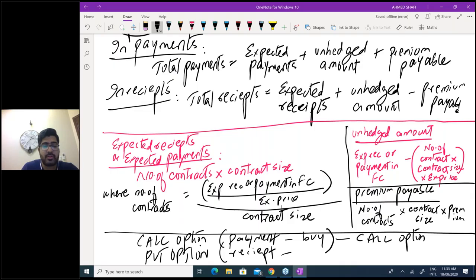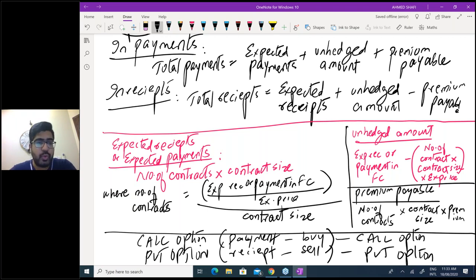Whenever you receive $1,000, you don't buy, you sell. Selling means put option. You can learn this: in payments always call option, in receipts always put option, because in payment you have to buy from someone. Buying is call, and in receipt you have to sell. Selling is put. We will discuss it in more detail in the question.